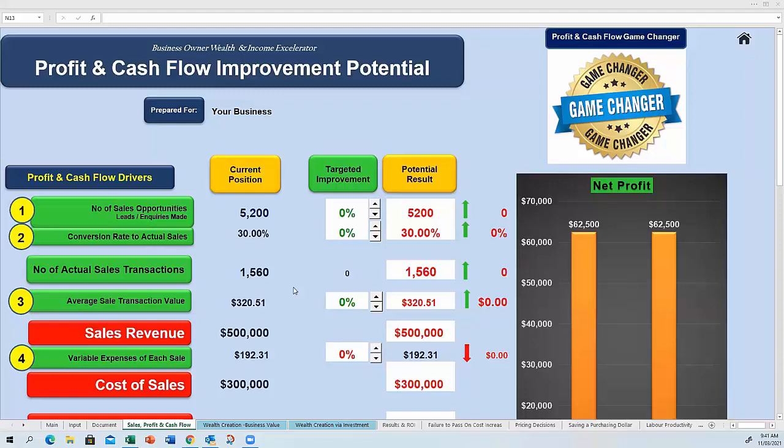Okay, now here we are at the profit and cash flow improvement potential area of the profit and cash flow game changer. On the left here, you can see the 5 profit and cash flow drivers that we're going to discuss in this short session. The first one being the number of sales opportunities. The second being the conversion rate to actual sales. The third being your average sale transaction value. Fourth being the variable expenses of each sale.